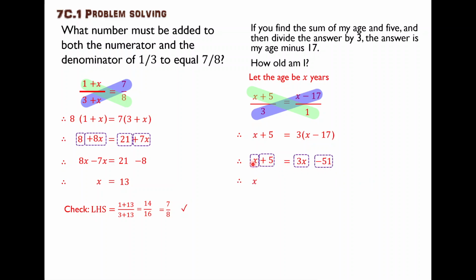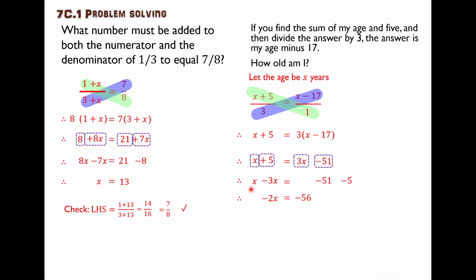So if we do those changes, x, the 3x turns into minus x, equals, the minus 51 stays where it is, the positive 5 turns into negative 5. Cool. Hopefully not too bad from here. I've done most of the heavy lifting. I can collect like terms over here now. I've got 1 lot of x, take 3 lots of x. 1 take 3 is negative 2, equals negative 51 take 5 is negative 56. So negative 2 times x is negative 56.